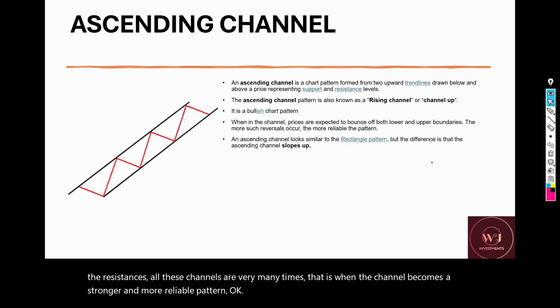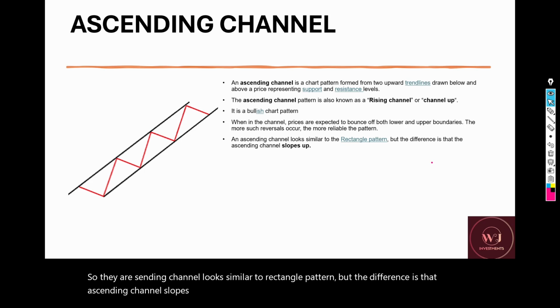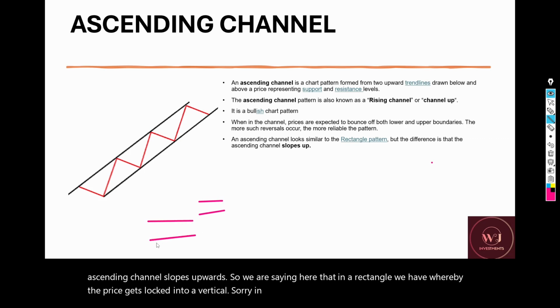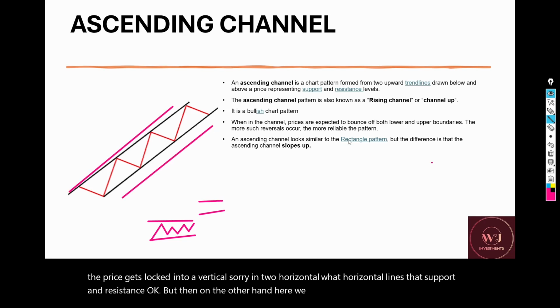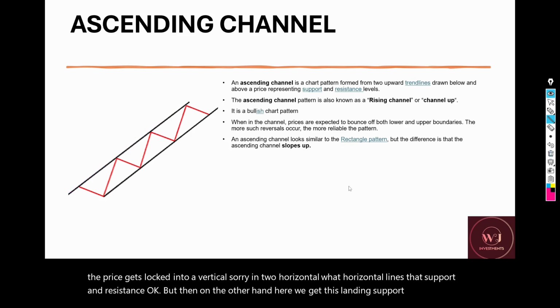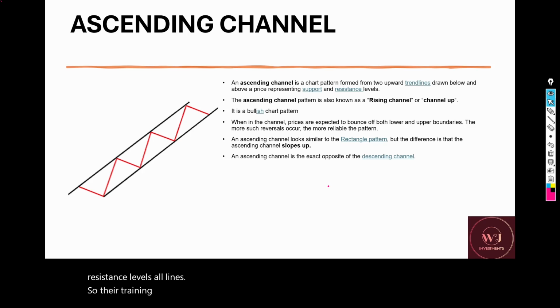So the ascending channel looks similar to a rectangle pattern, but the difference is that the ascending channel slopes upwards. So we are saying here that in a rectangle the price gets locked into horizontal lines, that's support and resistance. But on the other hand, here we get these slanting support and resistance lines. So the ascending channel is the exact opposite of the descending channel.